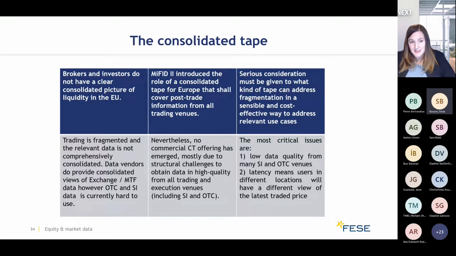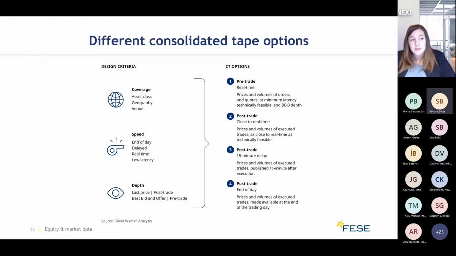And especially with the consolidated tape, that's something to take into account, because if all the data has to go to a consolidated tape and then goes to the users, then it has to travel the distance two times. And depending on the location of the CT, different users in different countries will also receive that data at different times, so with a different delay. So these are all reasons to take into account when you build a consolidated tape, and that was probably one of the main challenges of the European Commission. And then you come back to the different types of consolidated tape options.